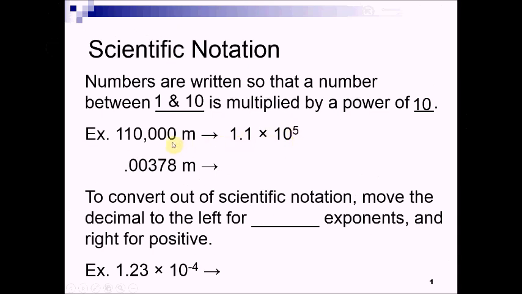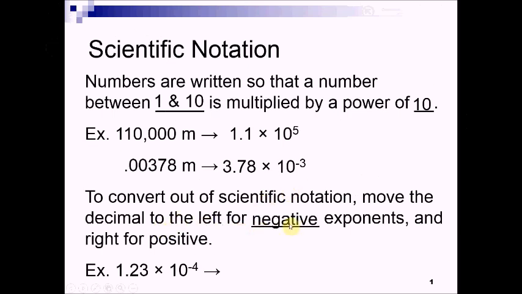How do I know there's a 5 there? Well, I just count the decimal slides I went through. So the decimal starts at the far right end, that'd be 1, 2, 3, 4, 5 slides to get me to 1.1. Positive exponents represent bigger numbers. Here we have a small number. We're going to move our decimal 1, 2, 3 times, and 3.78 will be the leading number between 1 and 10. And since we moved our decimal place to the right, representing a small number, we should have a negative exponent.